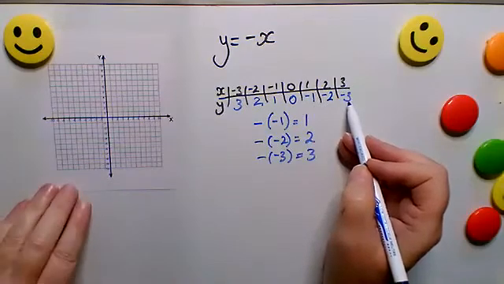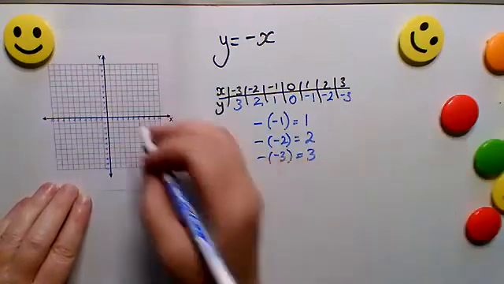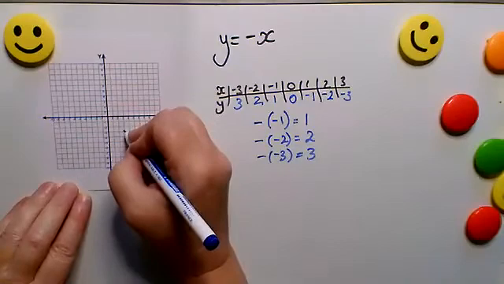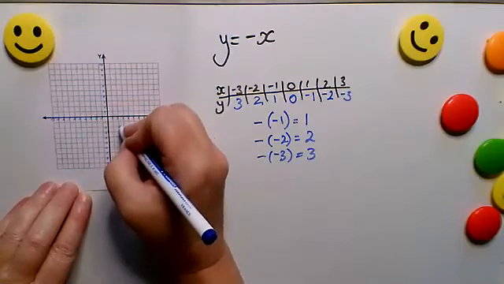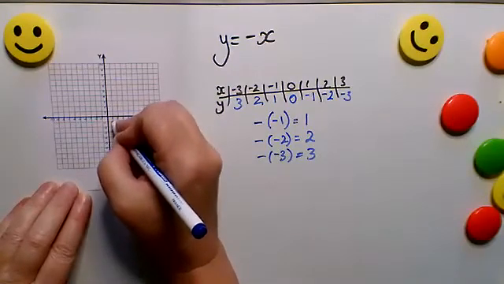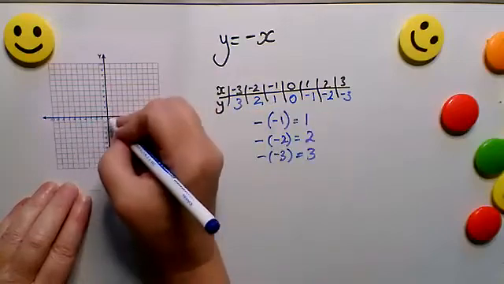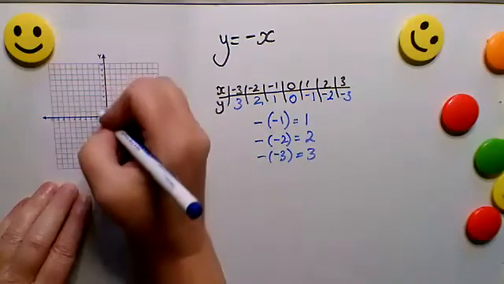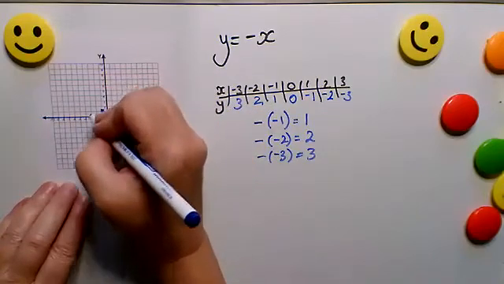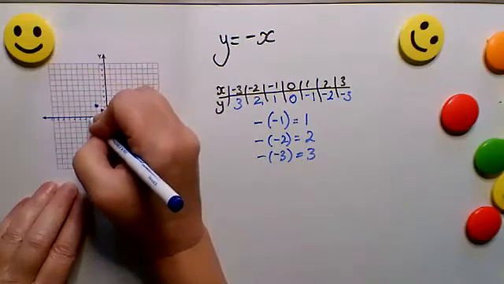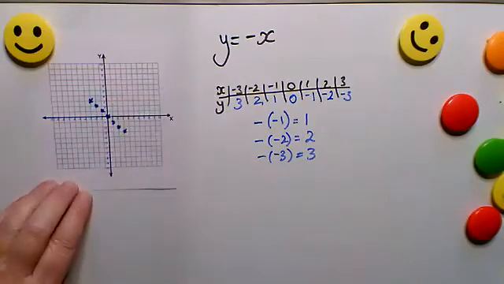So let's just quickly plot these values. So 3, negative 3, then I've got 2, negative 2, 1, negative 1, then 0, 0, which we also call the origin, then negative 1, 1, negative 2, 2, and negative 3, positive 3.